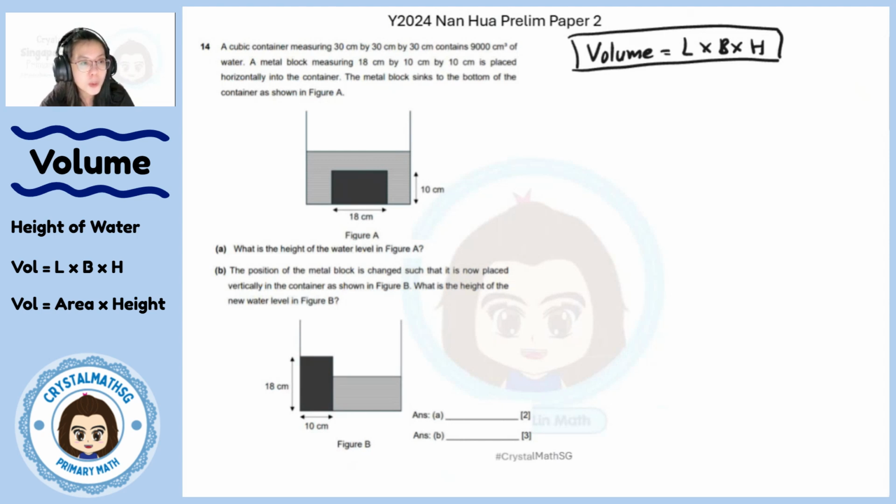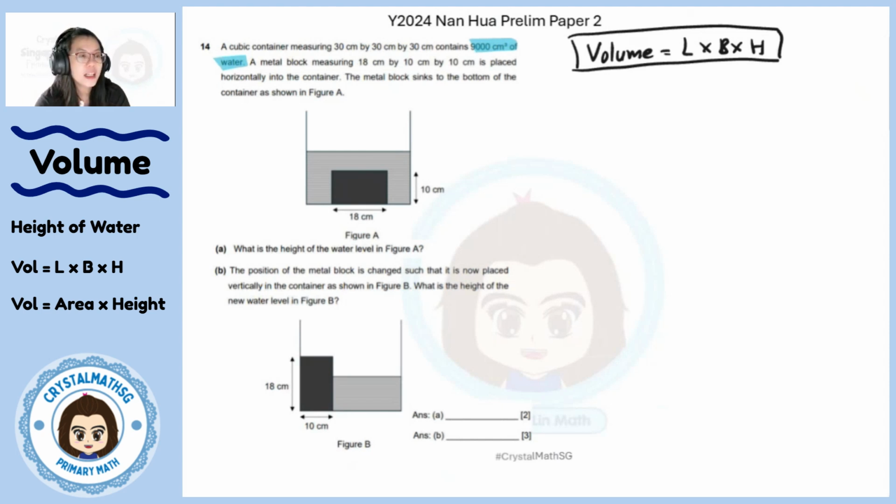First thing, a cubic container. The big container that you are seeing right now is a 30 by 30 by 30 container with 9,000 cm cube of water. This 9,000 cm cube of water is very important. You must know that water will not be more or less unless you add or you pour it away. If not, the 9,000 cm cube of water will always be 9,000 cm cube of water there.